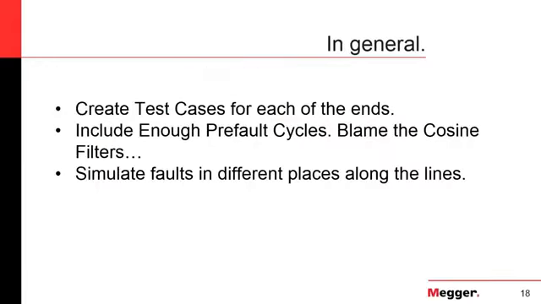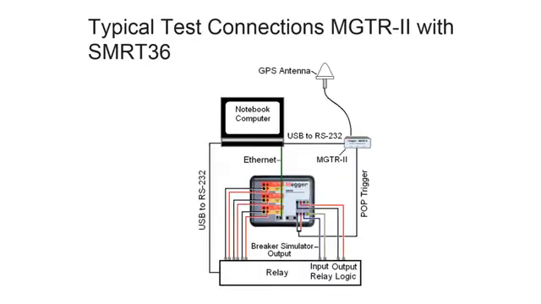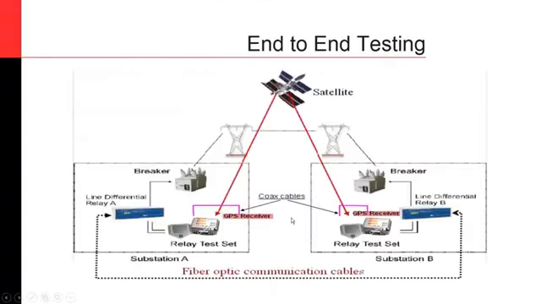When we are saying synchronize, we are saying that the test should begin at the same time on both ends of the line. We have a test set here and another test set here. This test set needs to begin the test at the same time as the test set on the other end of the line. The distance between both can be 500 meters, 2 kilometers, or 200 kilometers.